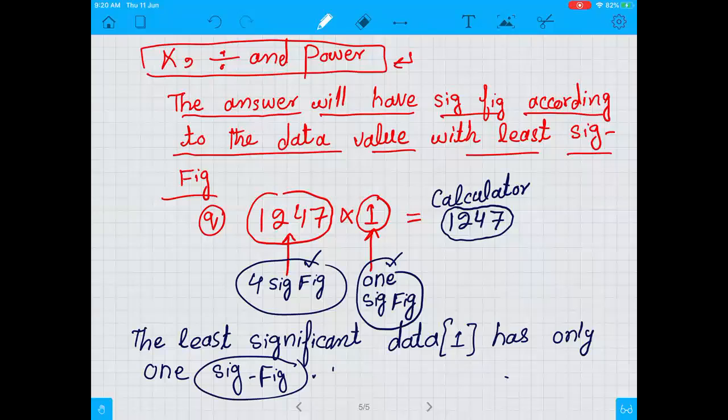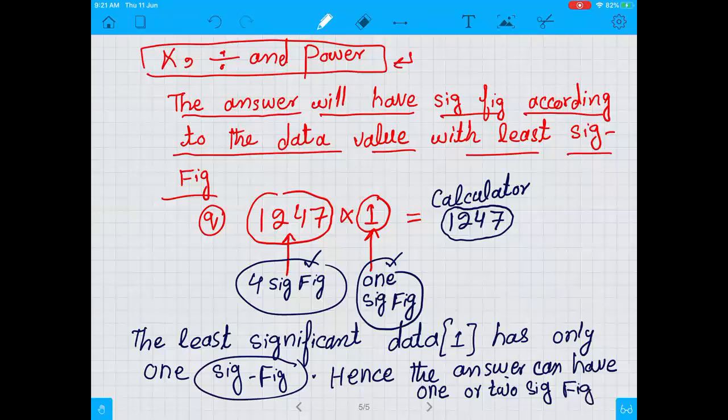Hence, the answer can have one or two significant figures. So by principle, either the answer will have significant figures according to the least significant data, or it can have one more significant figure. So the answer that you calculated is not acceptable. A correct answer could be if you write your answer up to one significant figure.